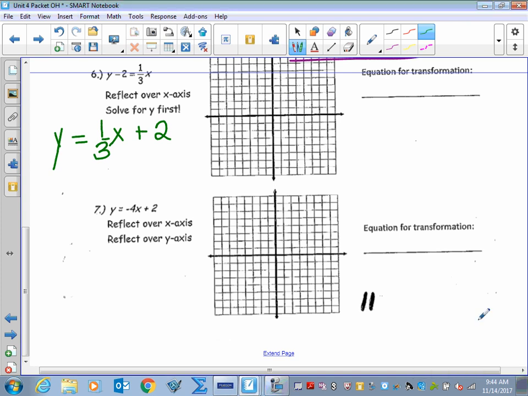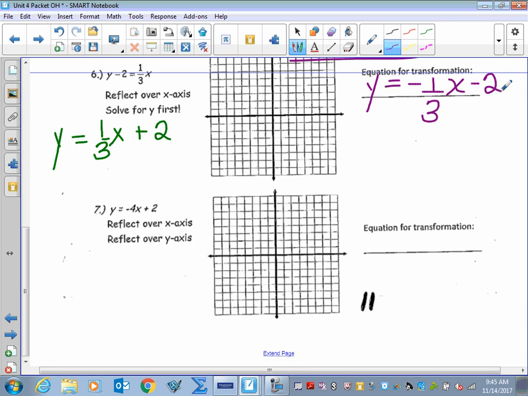All right, so who can tell me what the new equation would be if I reflect this over the x-axis? I've already solved it for y, so what is my transformation equation? All right, very good. So y equals negative 1/3 x minus 2. If you're reflecting over the x-axis, you should be changing both.